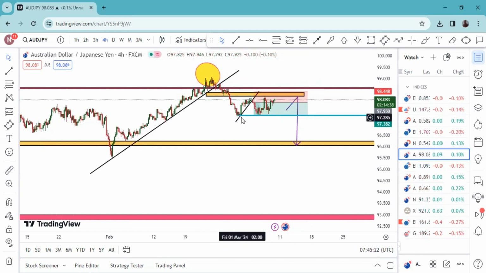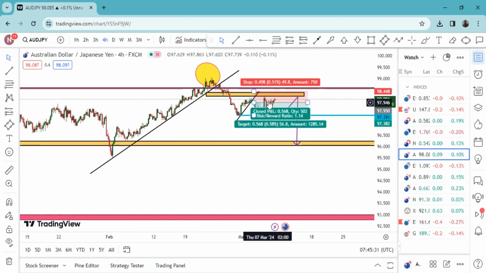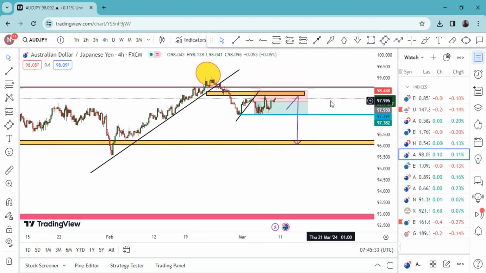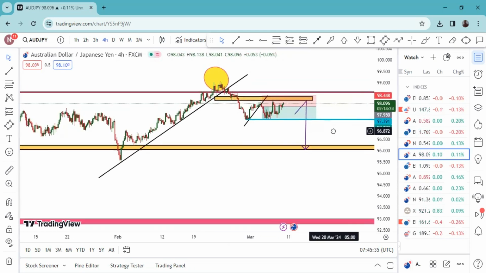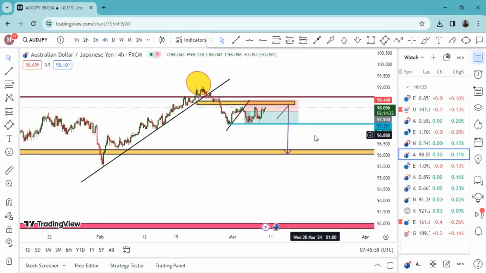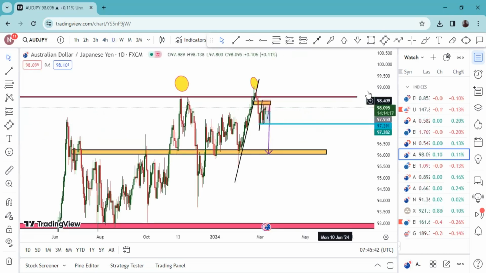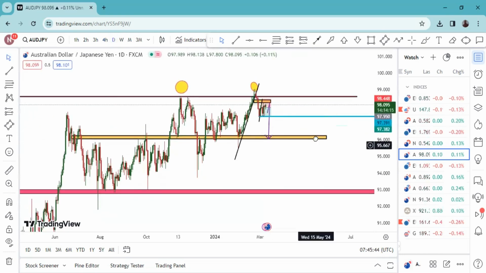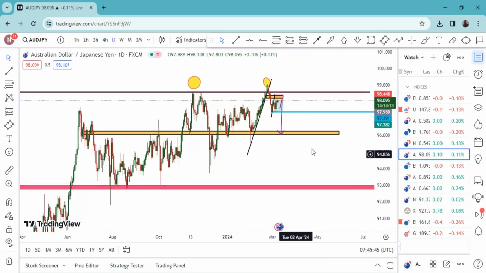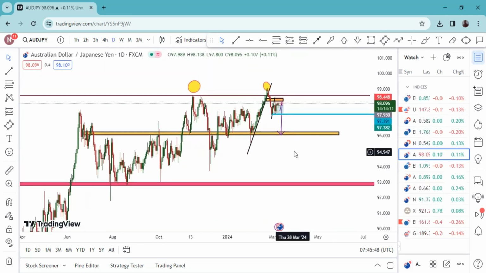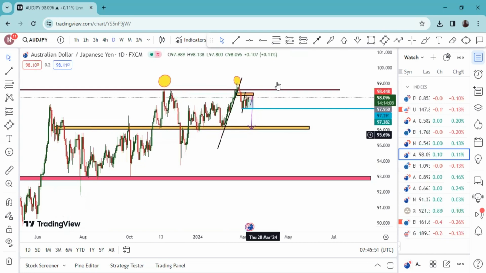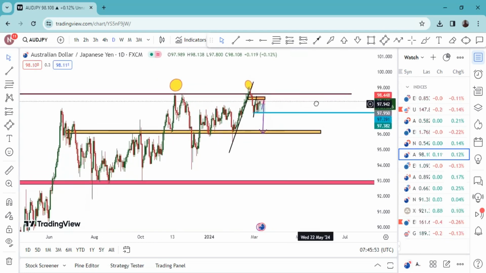At my TP1, I took 50% of my trade, and then moved to break even, but the market came back and stopped me out at break even. So I only ended up with 50% of my profit on this particular pair, AUD JPY. So that is about the AUD JPY. I don't have much to talk about it. What I'm waiting for on this pair, I'm not sure about it.